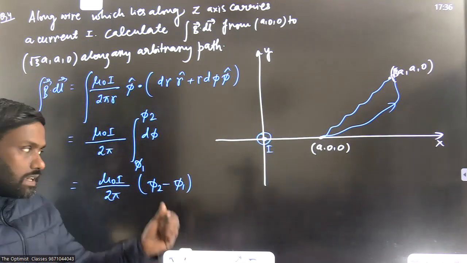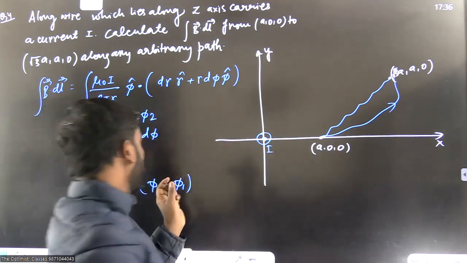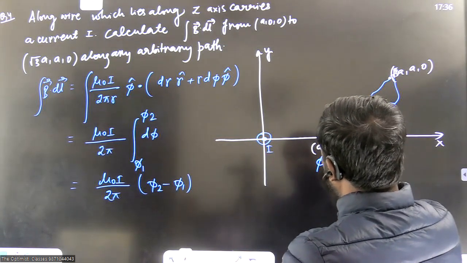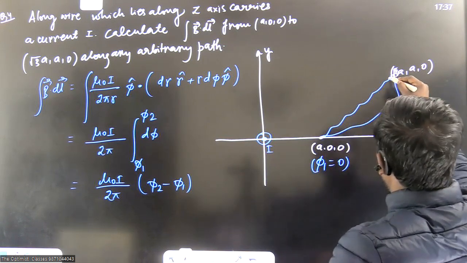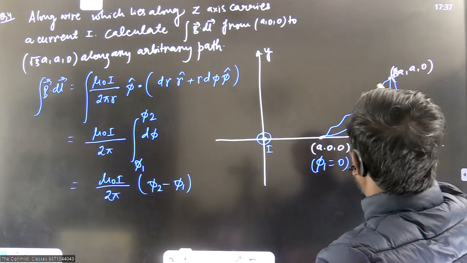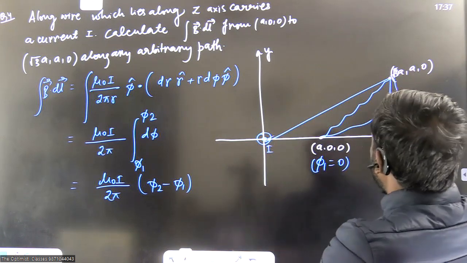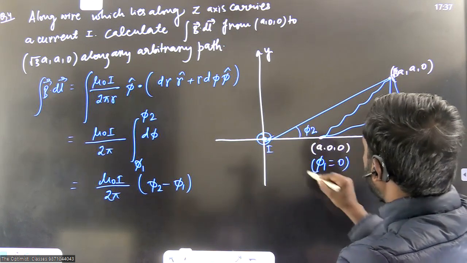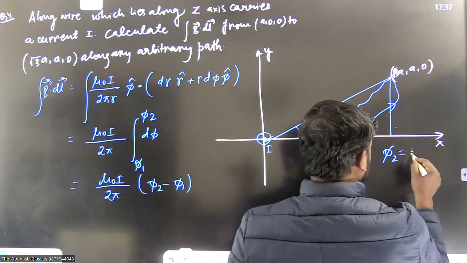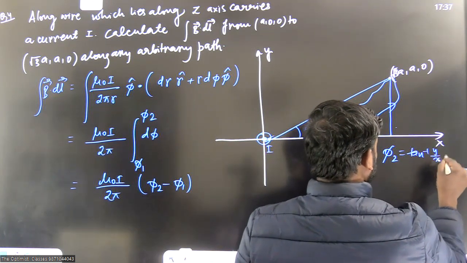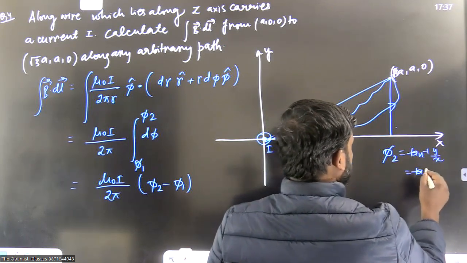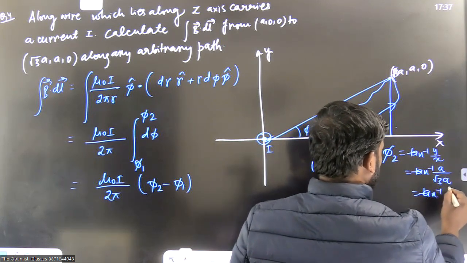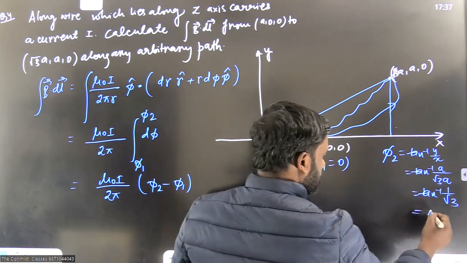So phi 2 is basically the polar angle at the second position, and phi 1 is the polar angle at the first position. At the first position, phi 1 will be equal to 0, since it is on the x-axis. And here, if you connect it like this, this distance is root 3 a and this distance is a, so this angle is phi 2. Phi 2 will be tan inverse of y by x for this point. Here y is a and x is root 3 a, so we get tan inverse of 1 by root 3, which is equal to pi by 6.